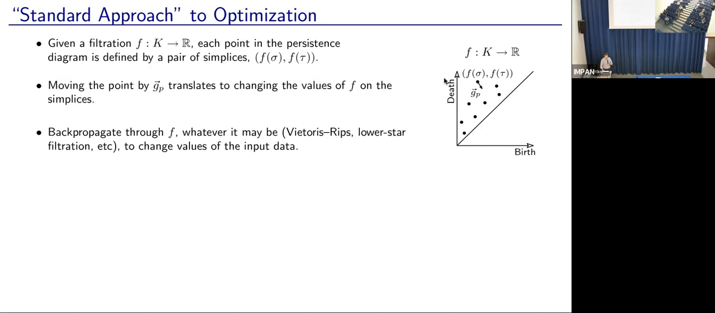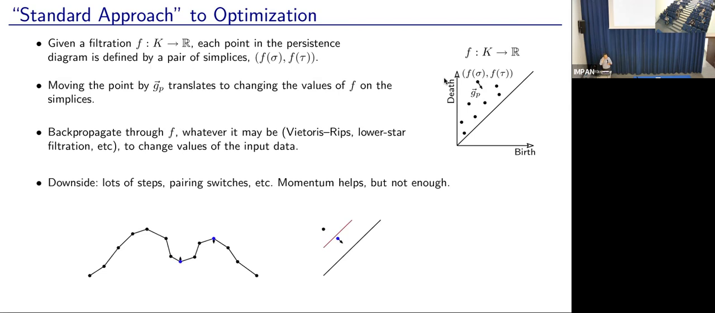But this has a limitation. It's very inefficient. It requires taking lots of steps, and it's a very circuitous thing to do. So suppose that here's my function. I have two points, this point which corresponds to the pair of these two points, and now I want to push it to the diagonal. Right, so the gradient tells me that you need to go this way. This translates into lifting this point a little bit and pushing this point a little bit down.